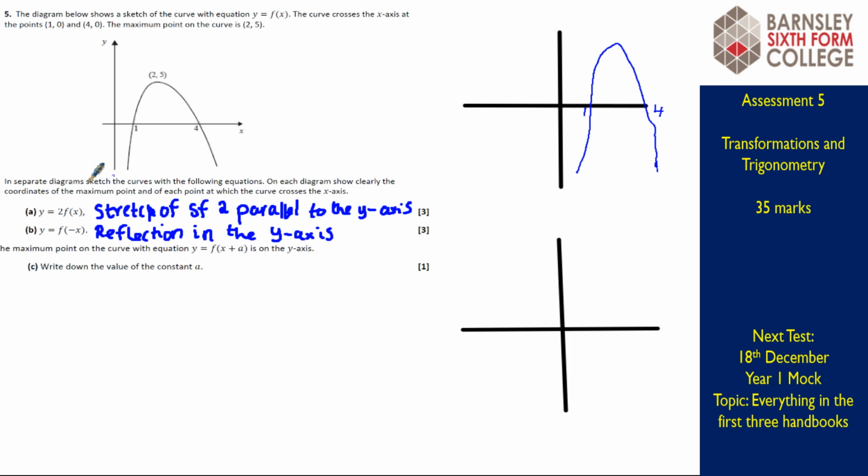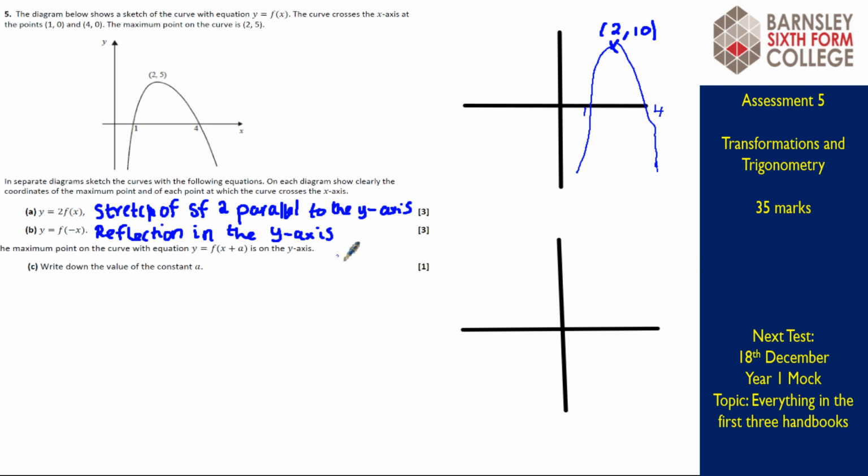Because it's a stretch of scale factor 2 parallel to the y-axis, all your x values will stay the same. It's only your y values that are affected. There's no change happening to the x, so all the x's will stay the same. It's your y's that get multiplied by 2. So your roots are still going to be 1 and 4, but now the y coordinate of the maximum point is going to be 10 rather than 5. The x coordinate is still 2 because x is not being affected.